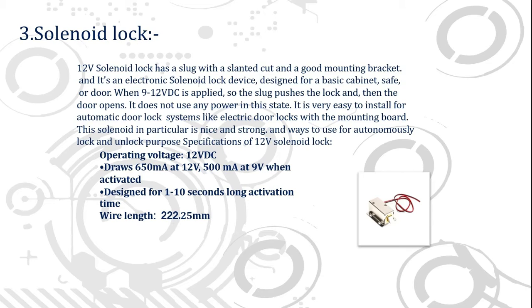It does not use any power in this state. It is very easy to install for an automatic door lock system, like an electric door lock with a mounting board, and it is very nice and strong, suitable for autonomous lock and unlock purposes. Specification of the 12-volt solenoid lock: operating voltage 12 VDC, draws 650 milliampere at 12 volt and 500 milliampere at 9 volt when activated, designed for 1 to 10 second activation time, and wire length is 220.25 millimeter.